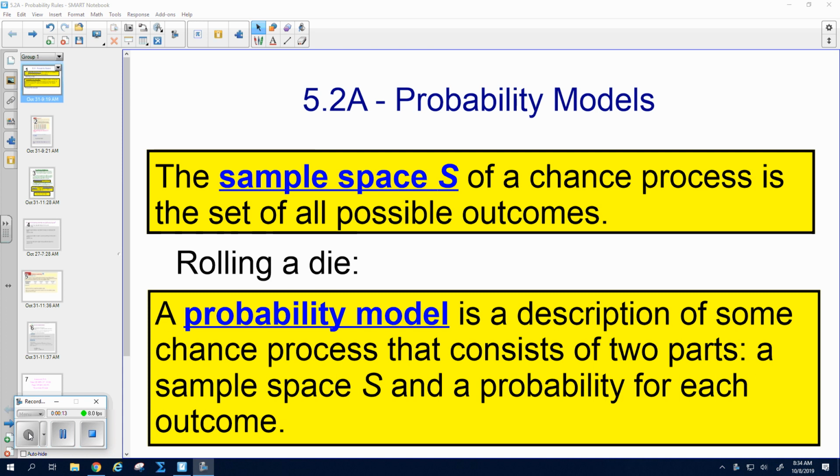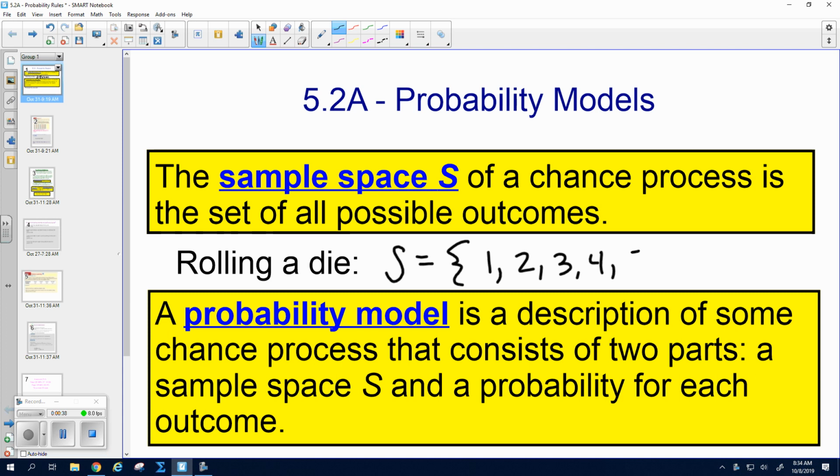So first of all, the sample space, called just capital S, of a chance process is the set of all possible outcomes. This could be huge, or like an example of if I just roll one die, then my sample space is every possible outcome, and you do it in brackets, 1, 2, 3, 4, 5, 6. If I roll one die, I could get a 1, 2, 3, 4, 5, or 6. So you just list all the possible outcomes if they ask you for the sample space.